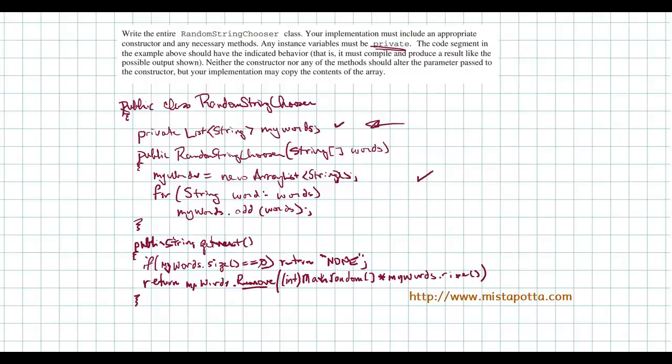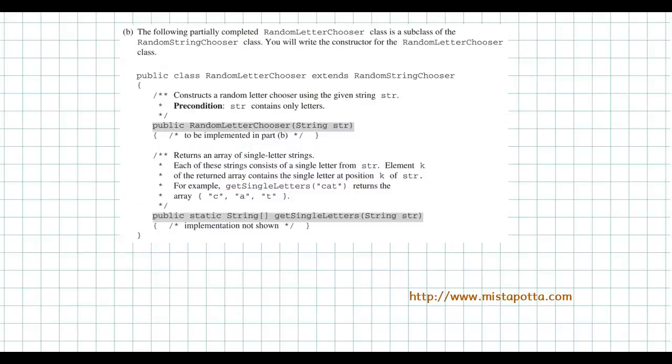So once we've done that, part B says, okay, now that you have this random string chooser class, we want to have this random letter chooser class. And notice that it's going to extend random string chooser. So in other words, it's going to have all of the tools that we've written in random string chooser, but we're also going to have something called getSingleLetters. This is going to be a static method that we'll be able to call on. And we're going to have to write this constructor.